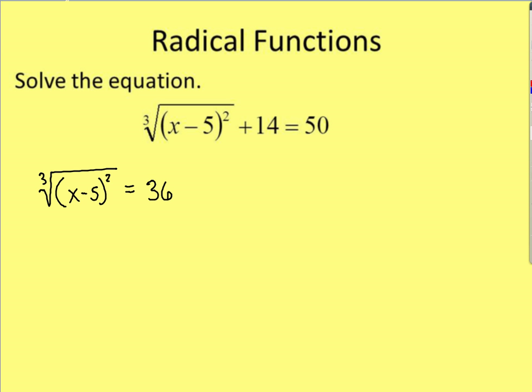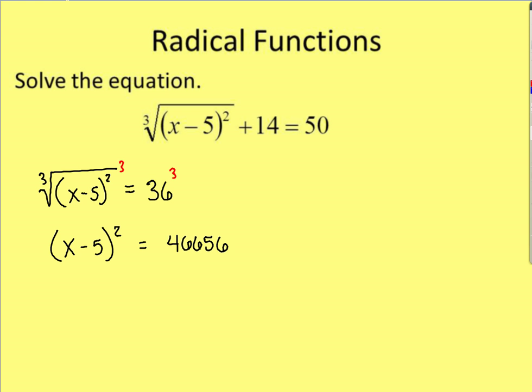Now on the left side of the equation, we have the cube root, or the third root of a function. To get rid of that cube root, we do the opposite. So we're going to cube both sides of the equation. And this will leave us with x minus 5 squared is equal to 46,656. Now we need to get rid of that square.